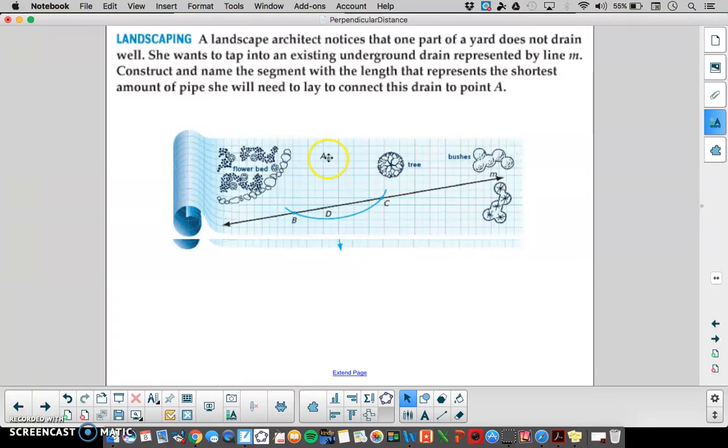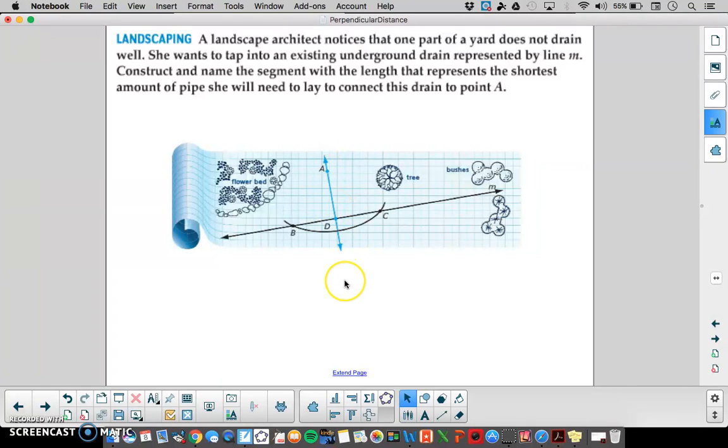With our compass, we would put the center of our circle on A, and then draw an arc across line M. From that, we can then construct the perpendicular line through point A down through D. So this segment AD, or this line AD, would be the perpendicular line through line M that would represent the shortest amount of pipe that she would need to lay.